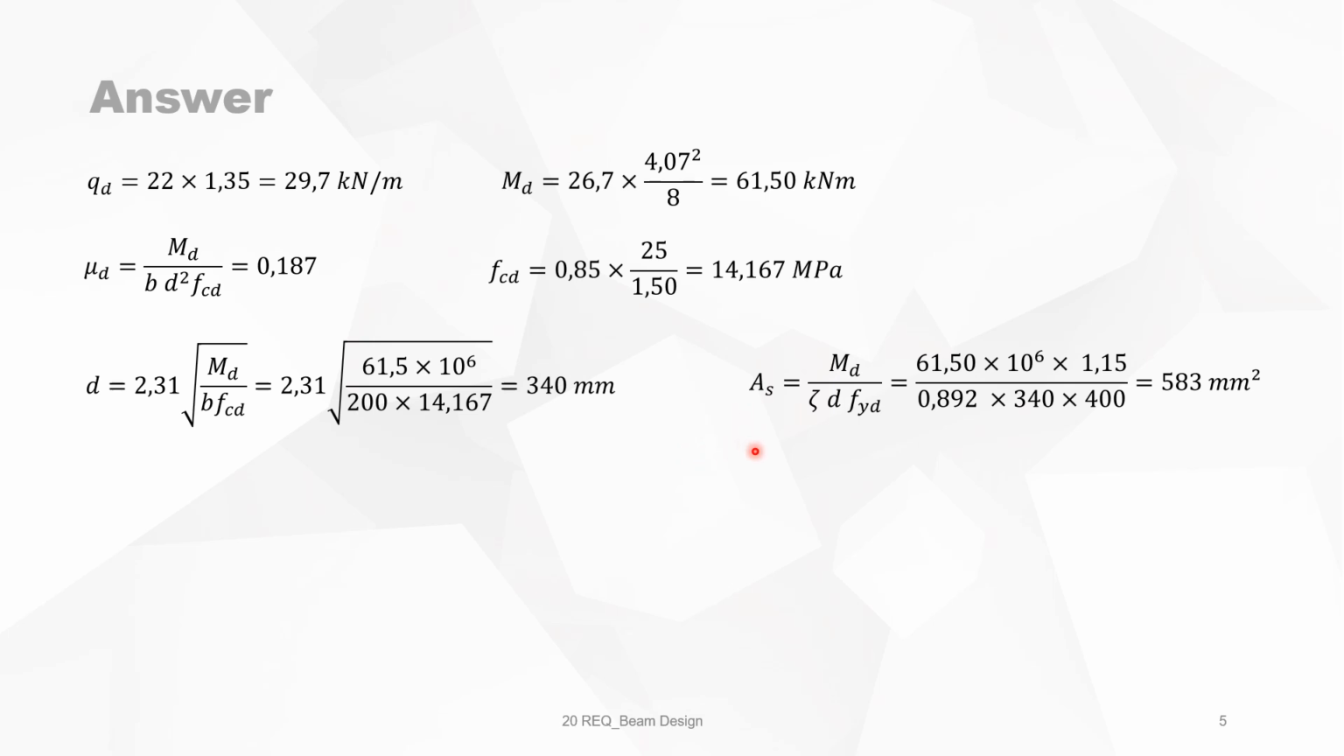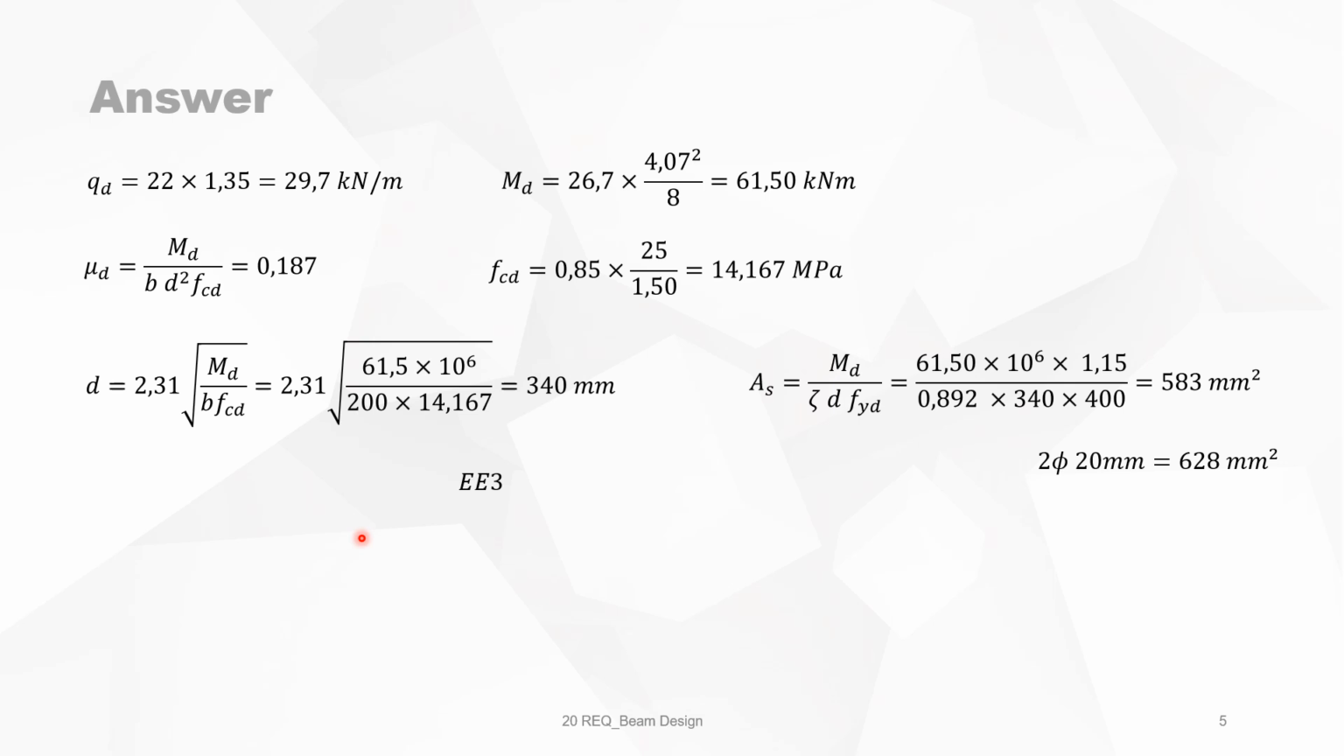The corresponding reinforcement is then the bending moment divided by the lever arm, divided by the design value of the yield stress of the reinforcement. We know the zeta at optimum use of materials, it's 0.892. So this is easily calculated, and we get 583 square millimeters. Because the width of the beam is small, we only use 2 bars. You can see that 2 diameters of 20 millimeters is 628 square millimeters, which is bigger than As, so that's okay.